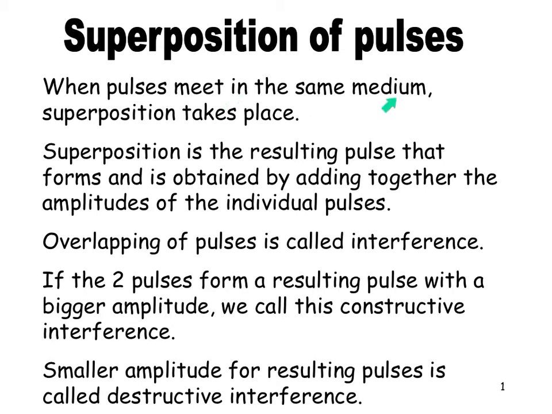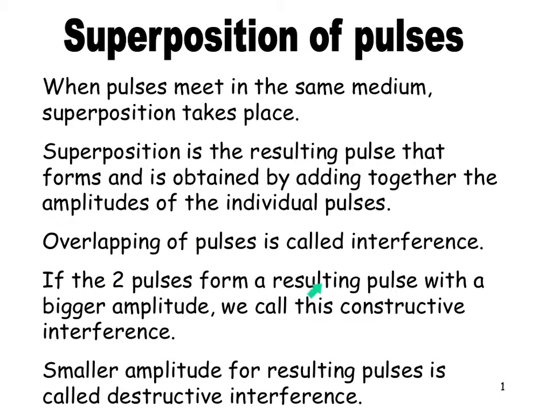When two pulses meet in the same medium, we call it superposition. Superposition is also sometimes called interference. Superposition is the resulting pulse that forms and is obtained by adding together the amplitudes of individual pulses. So the overlapping of pulses is called interference.